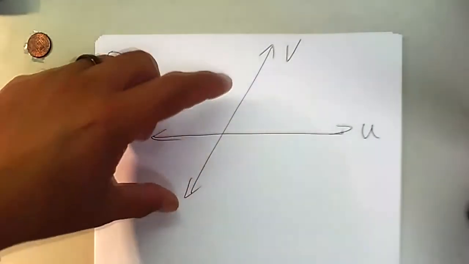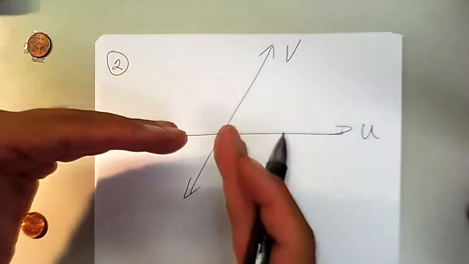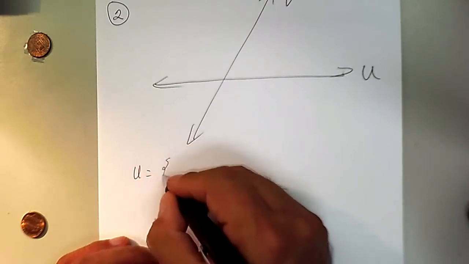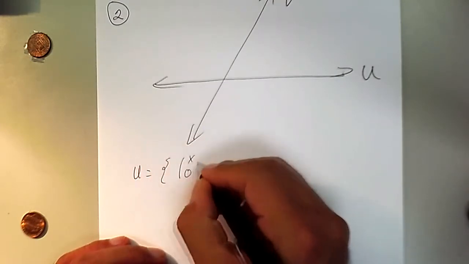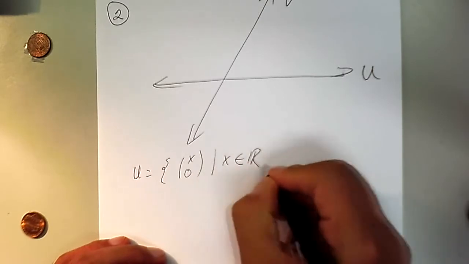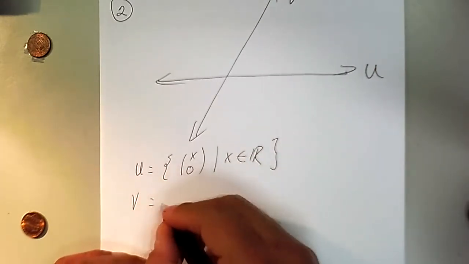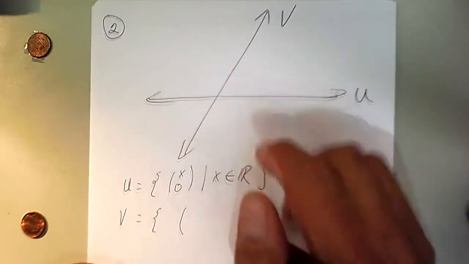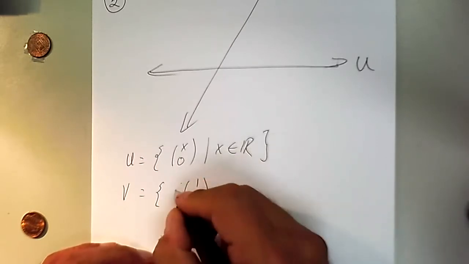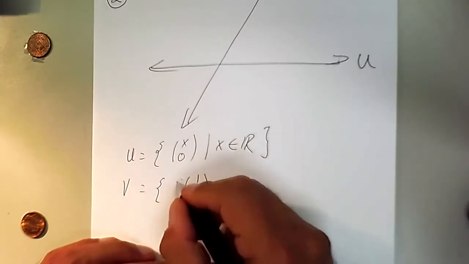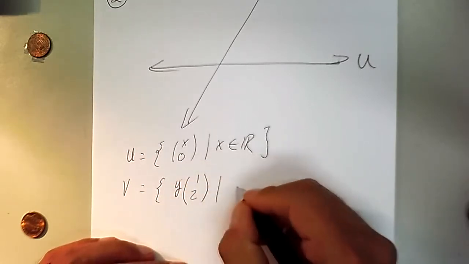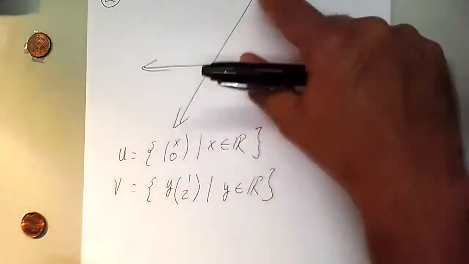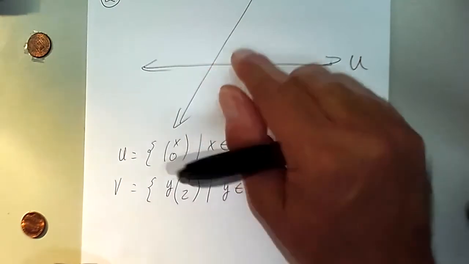Anyway, so those two, which I purposely didn't put perpendicular. So for instance, U could be the set of all the (x, 0) such that x is a real number. And then V could be all the elements of the form (1, 2) times, it doesn't matter what letter we use, but y, such that y is a real number. So this is a generator. Pretend this is the origin, (0, 0).